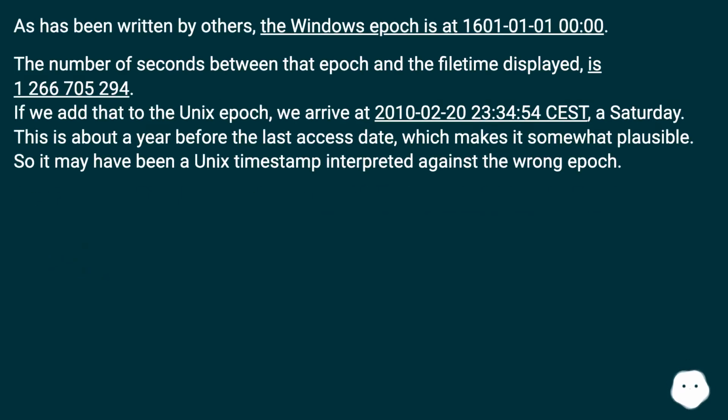As has been written by others, the Windows epoch is at January 1, 1601 midnight. The number of seconds between that epoch and the file time displayed is 1,266,705,294. If we add that to the Unix epoch, we arrive at February 20, 2010 23:34 and 54 seconds CEST, a Saturday. This is about a year before the last access date, which makes it somewhat plausible. So it may have been a Unix timestamp interpreted against the wrong epoch.